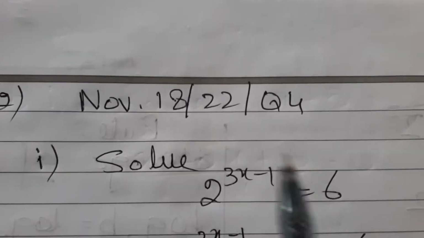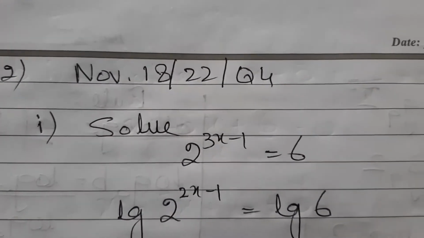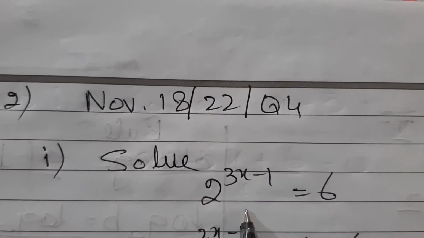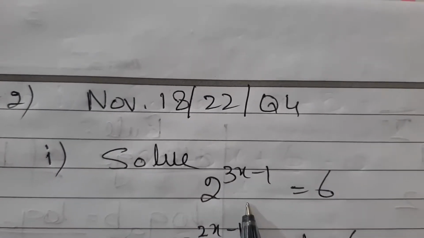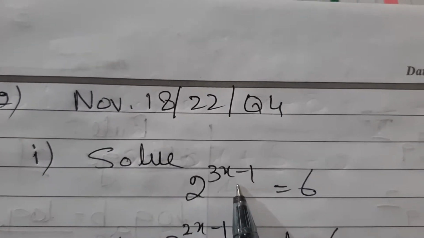Now this question I have picked up from November 18, variant 2, question 4. Now the question is saying solve this. It is this. So when the question says solve, it means you have to find the value of x. So how can I bring this down? By applying the power law, right?